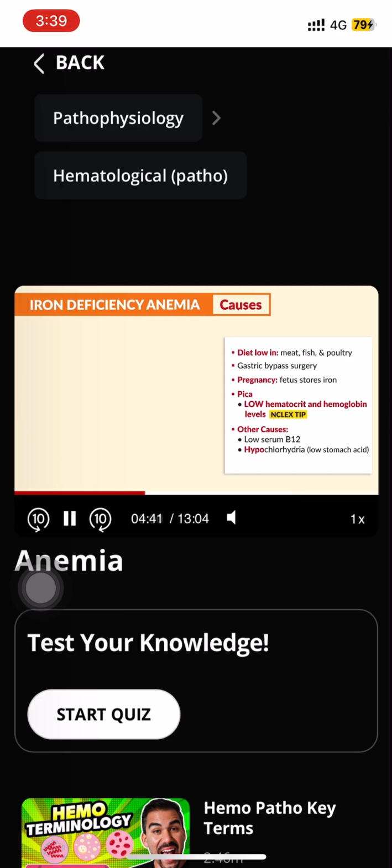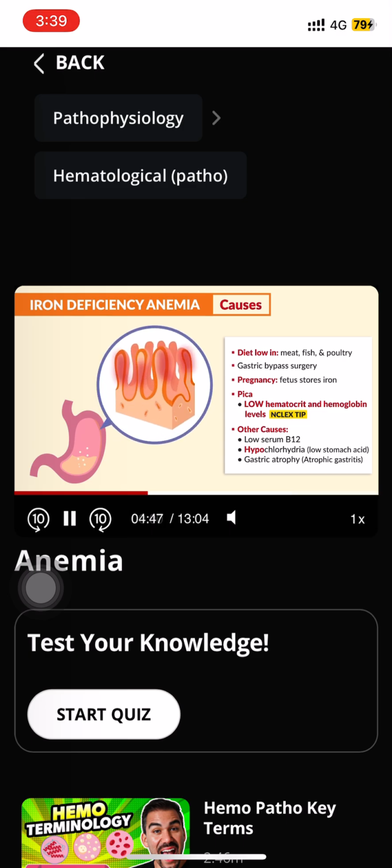And the last big cause here is atrophic gastritis. This is the chronic inflammation of the gastric mucosa of the stomach lining, leading to a loss of gastric cells and eventually replacing them with scar tissue, resulting in the inability of the stomach to absorb iron and other nutrients.